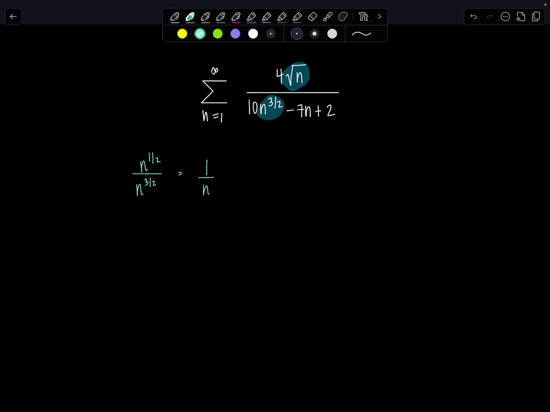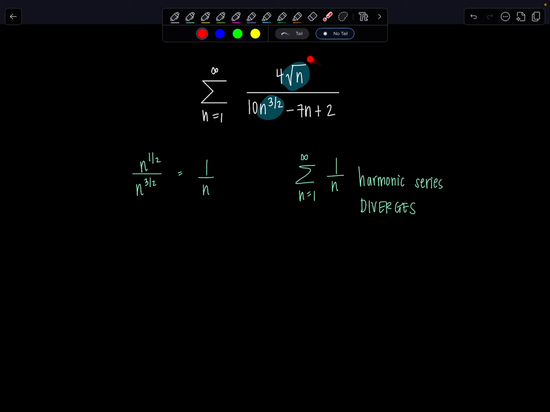What do I know about 1 over n? Not much. It's just a sequence. But I know a lot more about the sum from n equals 1 to infinity of 1 over n. This is the harmonic series. And what do we know about the harmonic series? It diverges. So I have strong reason to believe that the terms of this series are basically growing or shrinking like the terms of the harmonic series. They're just off by a few constants, but they're not playing a huge role when it comes to determining convergence or divergence of the infinite sum.